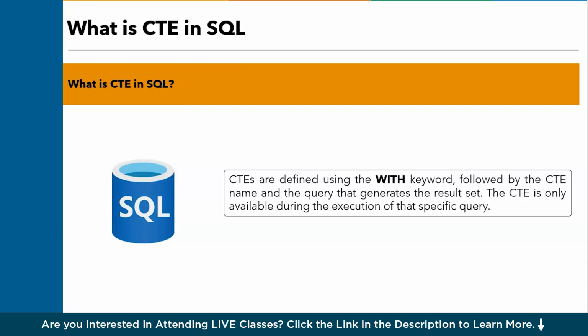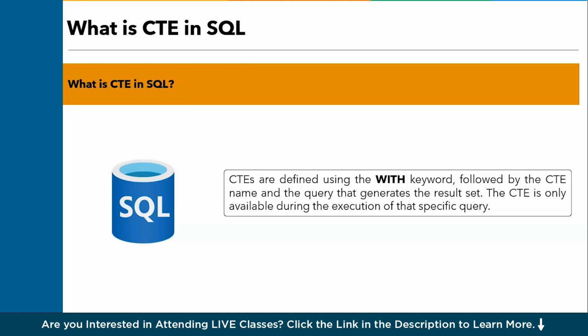The CTE is available only during the execution of that particular query or specific query, right? So as I said, the CTE table, the resultant table which is created while you are using the CTE, will not be created as a permanent table in the database, right? It will be a temporary or intermediate result, which will be active as long as your current query, which is using the CTE, is active.